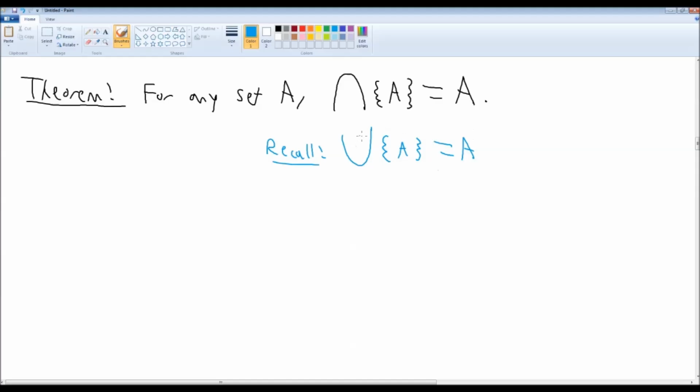Recall the exact same property holds for arbitrary unions as well, as we proved in last lecture. And spoiler alert, our proofs are going to be very similar. By the way, we don't have to worry about whether or not this is empty because we know it's not empty since it's a singleton. So let's prove this.